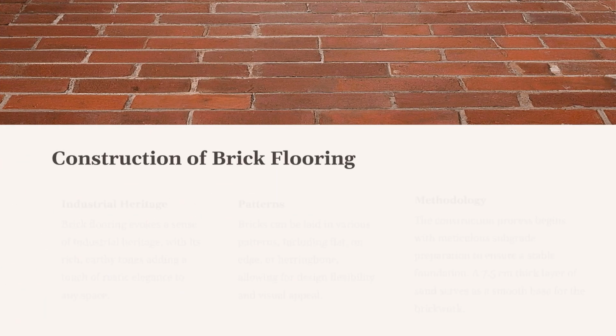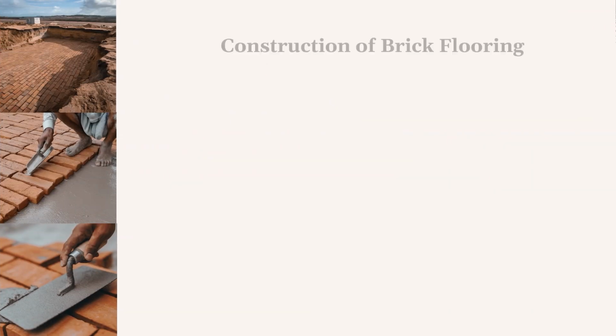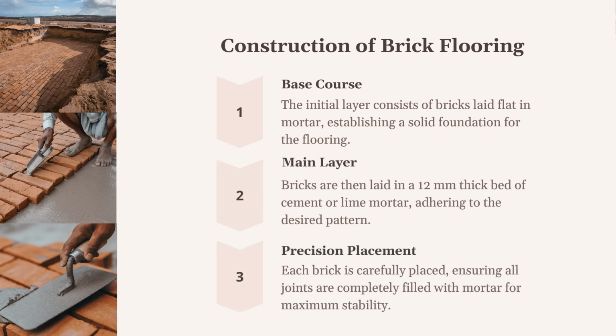Let's understand how it is done. In one method, the groundwork begins with a meticulously compacted subgrade, ensuring a stable foundation. A 7.5 cm thick layer of sand is spread over this, providing a smooth base. Next, bricks are laid flat in mortar to form the base course. This initial layer sets the stage for the main act, that is, laying the bricks in a 12 mm thick bed of cement or lime mortar. Each brick is placed with precision, ensuring that all joints are filled completely with mortar for maximum stability.